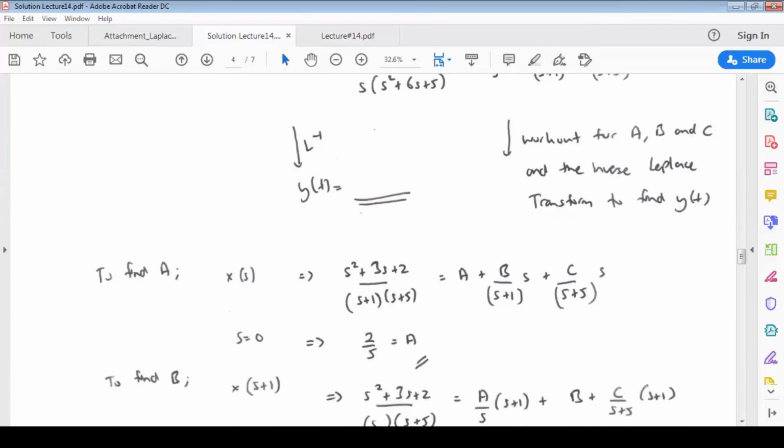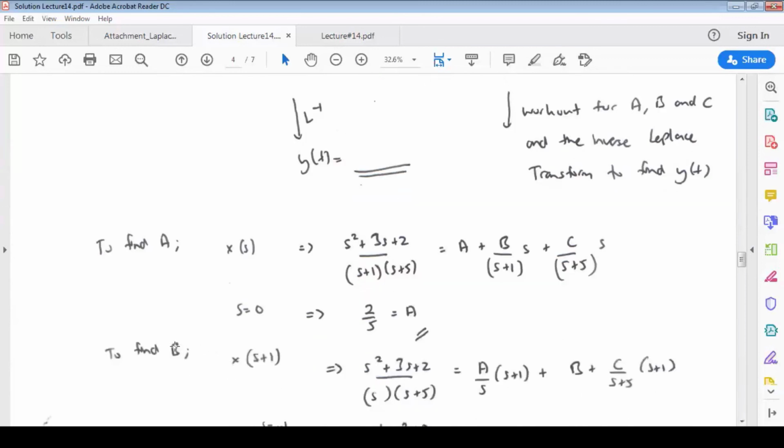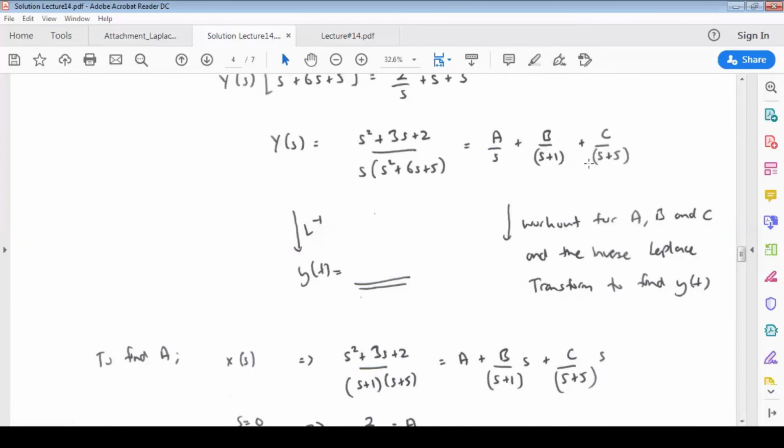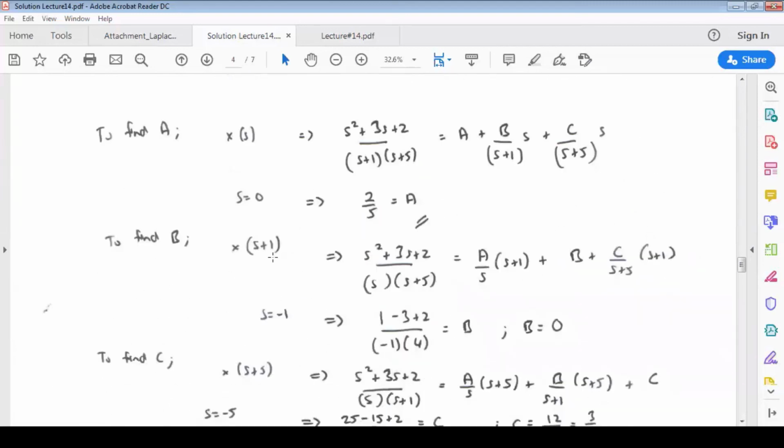Likewise, to find B, from this equation, we have to multiply both sides with s plus 1, so that we're going to have B only on the right-hand side. That's the idea. When you multiply both sides with s plus 1, the left-hand side we're going to have this, the right-hand side we're going to have this. To find B, you have to substitute the value of s to be equal to negative 1, such that you're going to have B equal to 0.